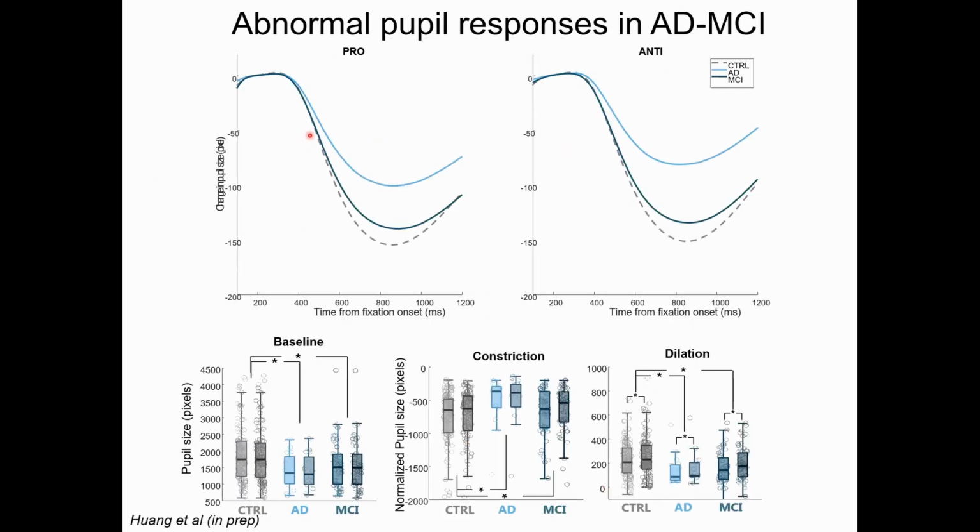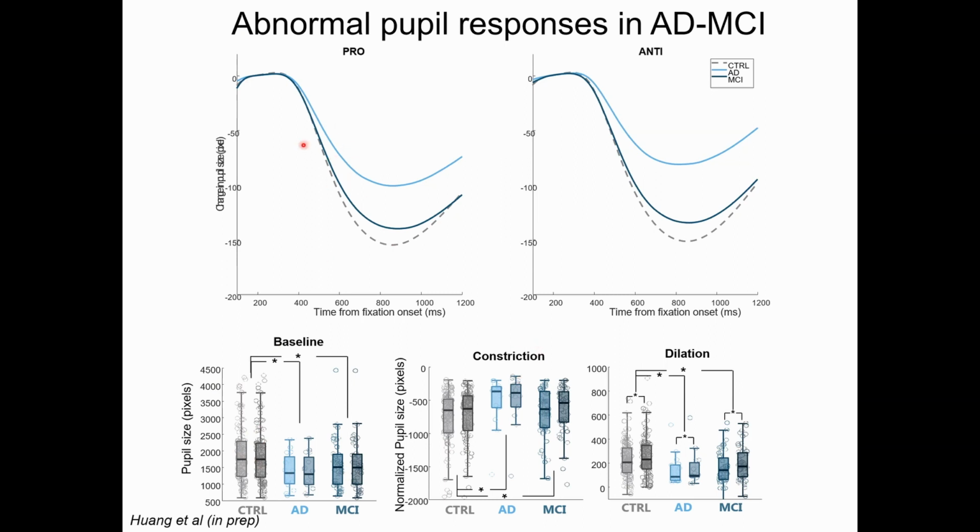So again, the dashed line here are controls. The dark blue is mild cognitive impairment. The lighter blue is the Alzheimer's cohort. So you can see we can get this staircasing in the reduction of the pupil size. So we can look at the baseline measure that's been normalized here, but the baseline pupil size is reduced in Alzheimer's disease. It's reduced in MCI.